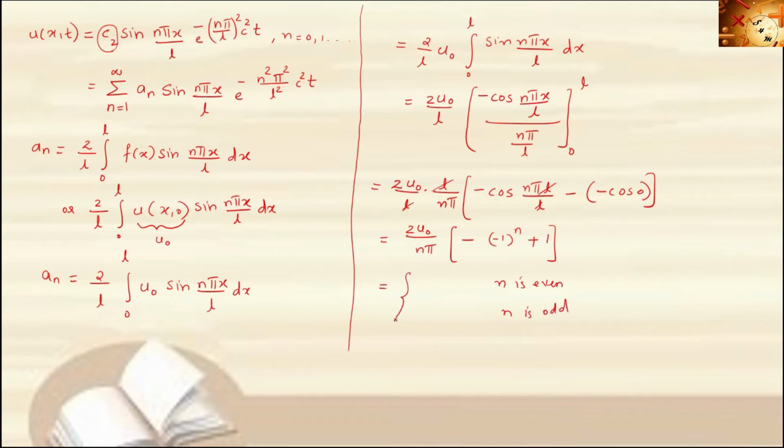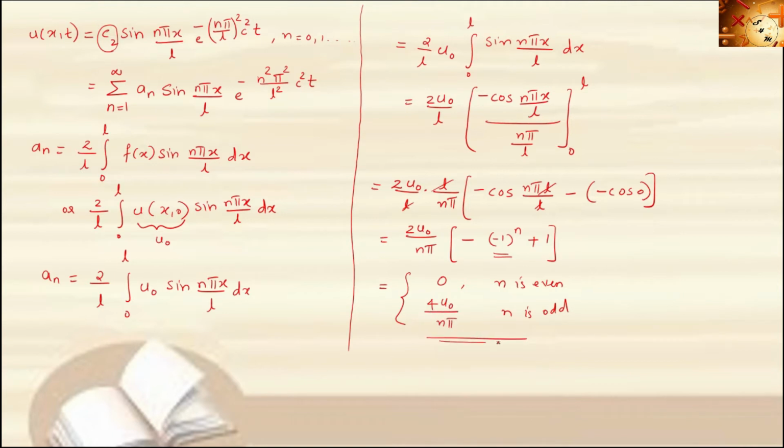When n is even, here minus 1 whole power n will be positive, so minus 1 plus 1, it will be 0. So for n is equal even number, an will be 0. Then what about n is odd? Here if you are giving n is odd, this will be minus value, then minus of minus plus, then again plus 1. So 4 u naught divided by n pi.